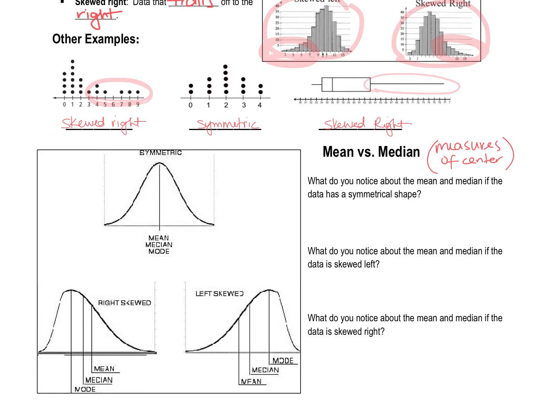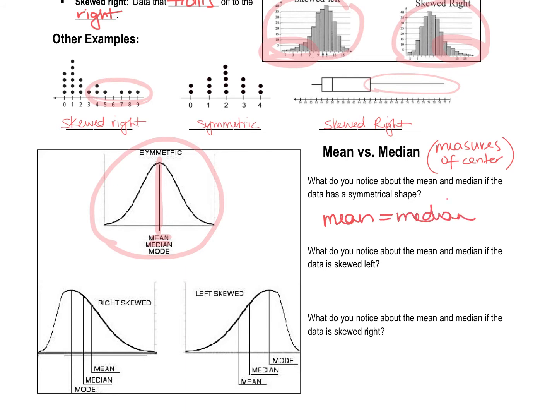What do you notice about the mean and the median if the data has a symmetric shape? So we're looking at this one right here, and it's symmetric, and it looks like the mean and the median pretty well line up with the center. So they're pretty close to the same number. So I'm going to say in this situation, the mean equals the median.